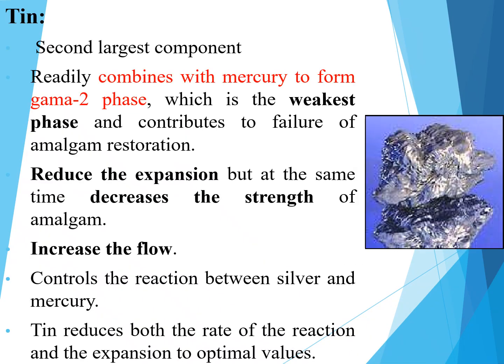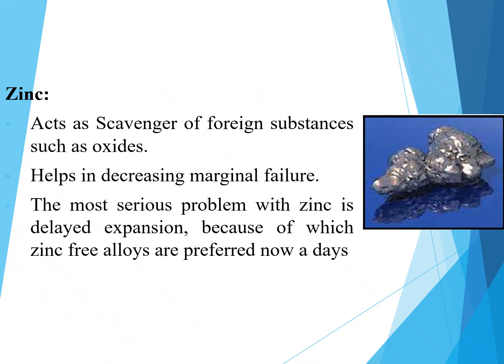The second largest component is tin. It combines with the mercury to form the gamma 2 phase, which is the weakest phase, and contributes to the failure of the amalgam restoration. It also reduces the expansion but at the same time decreases the strength of the amalgam. It increases the flow, it controls the reaction between the silver and the mercury, and tin also reduces both the rate of reaction and the expansion to the optimal values.